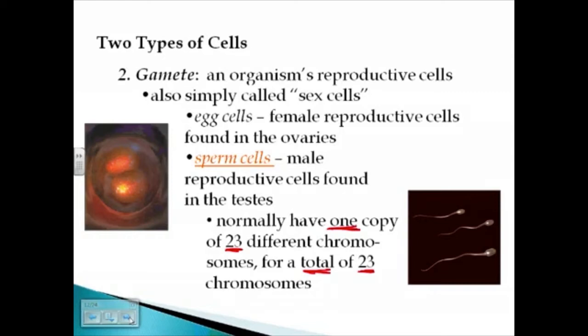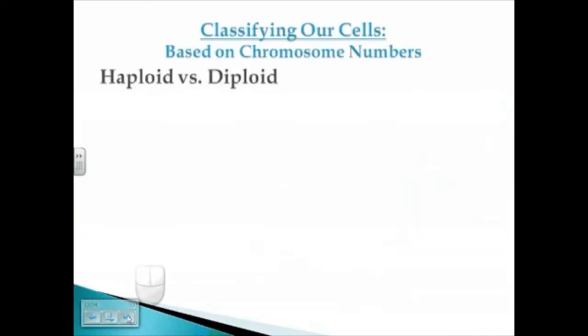The reason for that is because if you have an egg that has 23 and you have a sperm that has 23 chromosomes, when they join together, you should have two sets of 23 or 46 total, which is what your somatic cells should have, which is what the majority of your body cells should have. So it's important for sperm cells and egg cells to only have half the number of chromosomes so that number can be rejoined back up to 46 when fertilization takes place, when the two sex cells join together.